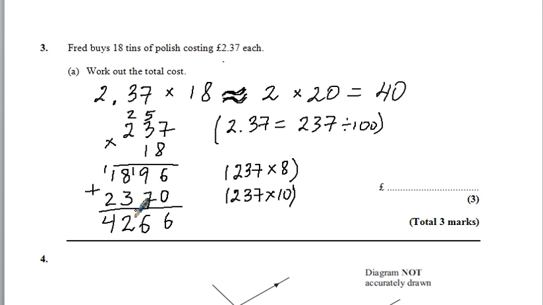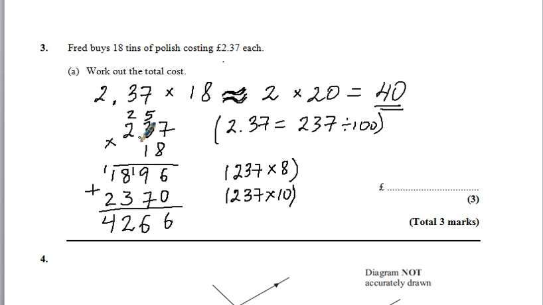Okay, so now we've got 4,266. But remember, we need also to divide by 100. And before you write this answer here, look at your estimation, right? So it would be a kind of final check whether we did it correct.